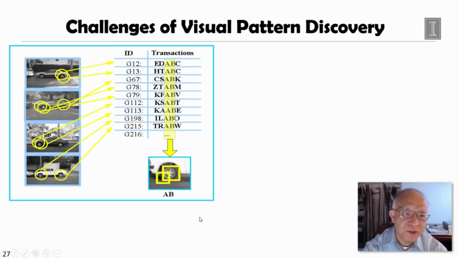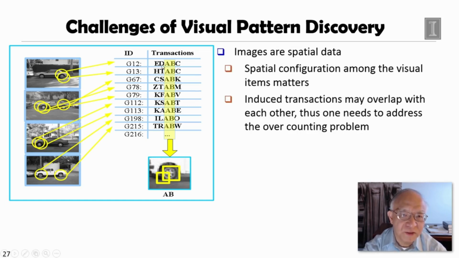A simple example could be this. Suppose we have 4 pictures. In each picture, you may find certain visual primitives forming items. Those items, based on the k-nearest neighbors, form transactions. For this car, you may find two transactions here, G12 and G13. They contain a set of items. E, D, A, B, C could be the items in those transactions. Each item is actually a set of visual primitives.